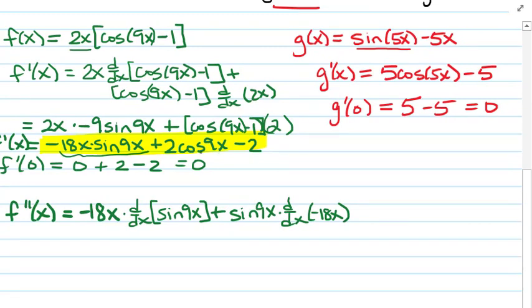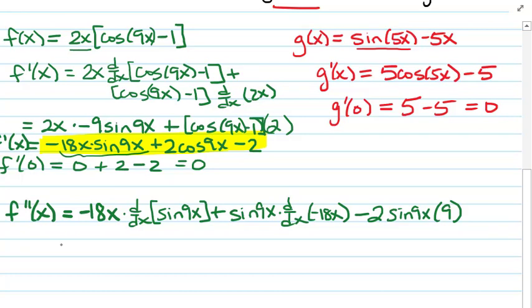That requires the chain rule, so we're going to have, by the way, the derivative of cosine is negative sine, so this is going to turn negative. So this is going to be minus, and we're going to have 2 times sine of 9x times 9, and then the derivative of negative 2 is just 0.